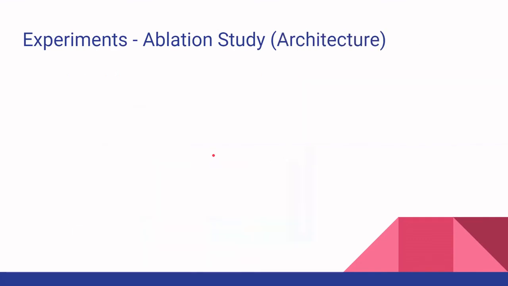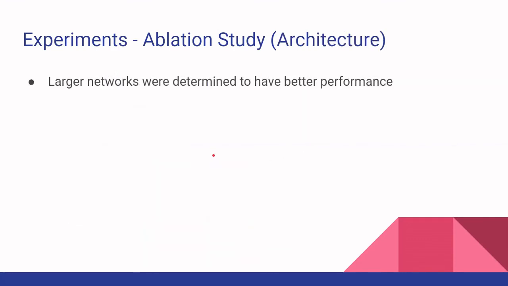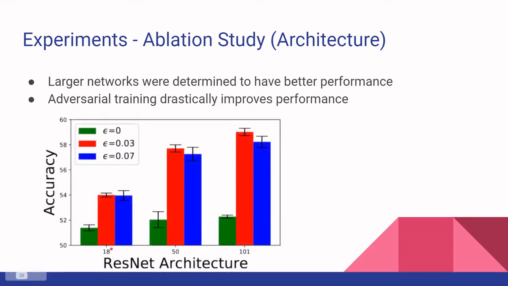Then they go through the architectures. They compare their ResNet 18, 50, and 101 architectures, and it's shown that the adversarial training, especially for the perturbation 0.03, drastically improves the performance. The reason the ResNet 101 performs better is that it has a larger learning capacity, so it's able to learn more from the challenging examples. And even using the adversarial examples for ResNet 18, it actually outperforms even the larger models that run on the baseline.